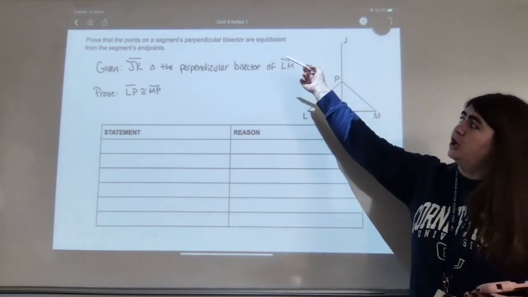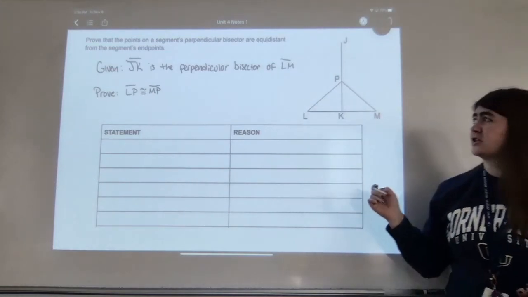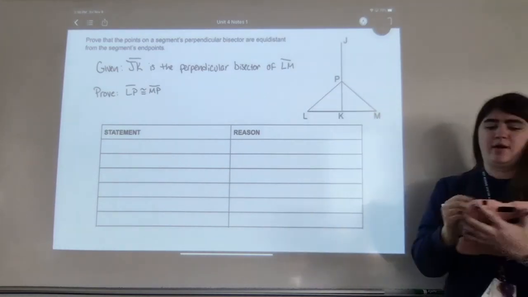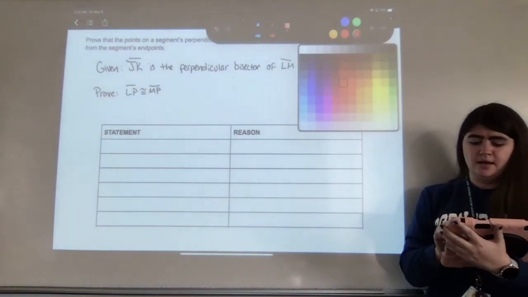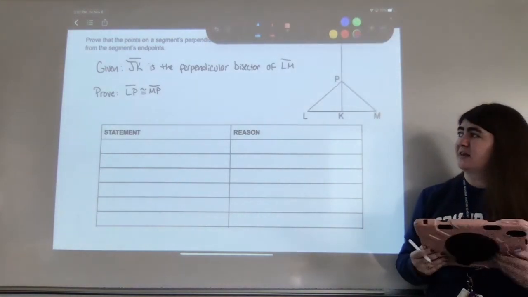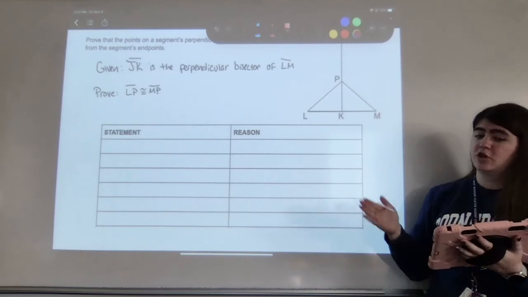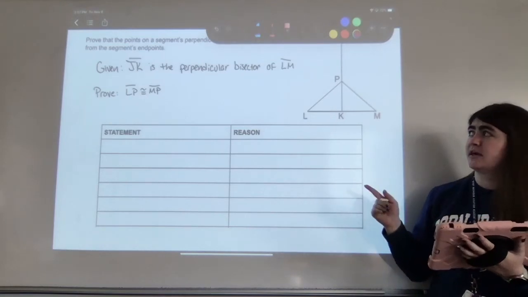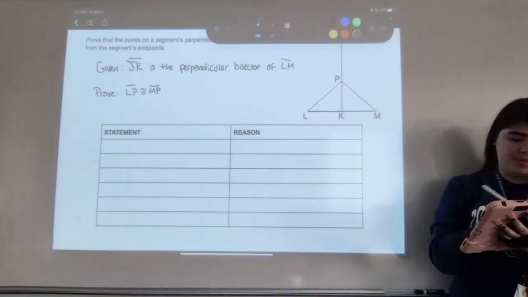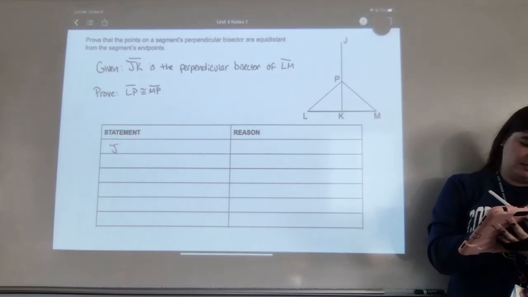That's something that we know because we have a perpendicular bisector there, and that matches our image. So I'm going to go ahead and start once again by adding in my given statements. I have just one given statement this time. JK is the perpendicular bisector of LM. I'm going to go ahead and write that down.